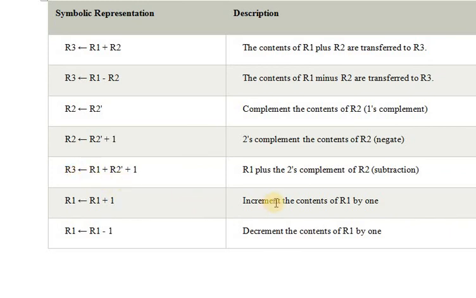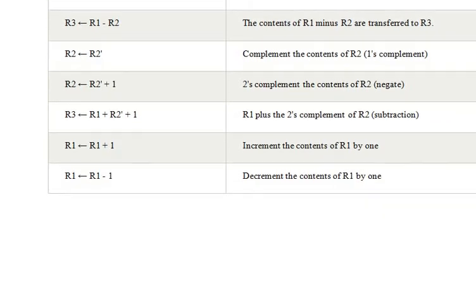Next one is increment: increment the content of R by 1. For example, if the R1 value is 0 and you add 1, it will become 1, and that will be stored in R1. Then decrement: decrement the contents of R1 by 1. If it is 1 and you subtract 1, the result will be stored in R1. This is the symbolic representation and description of the arithmetic micro operations.